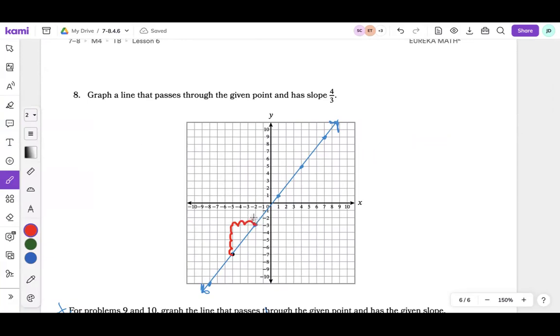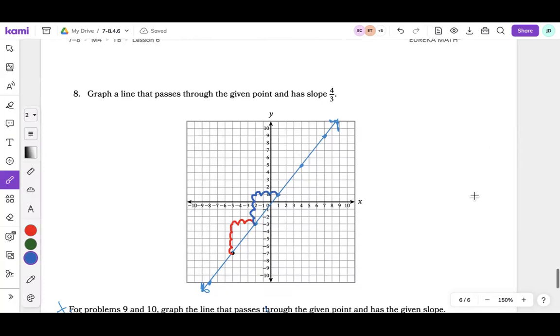Up 4. 1, 2, 3, 4, and to the right 3. 1, 2, 3. Doing that until you've gotten points all along your graph, and you should have a line that looks similar to mine. Please use a ruler for straight lines.